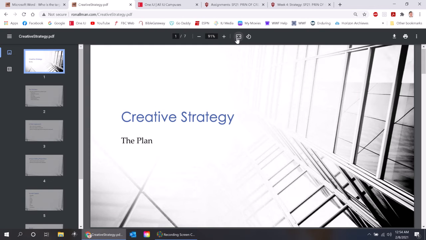Hello, this week we're going to be talking about creative strategy or strategy statement. And this is a key component to this class. When you're coming up with a creative campaign, you will need a strategy statement. And they're pretty straightforward. It's the plan that you have for the client to be able to execute your creative ideas.